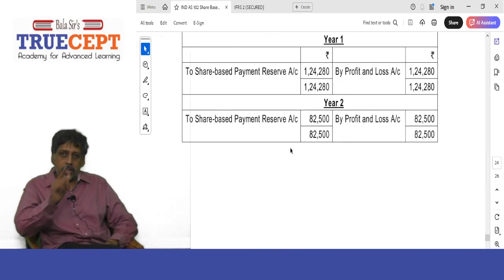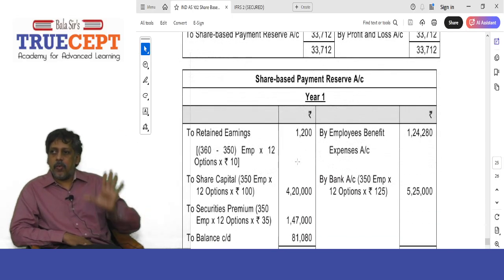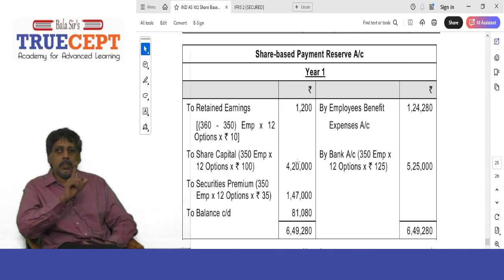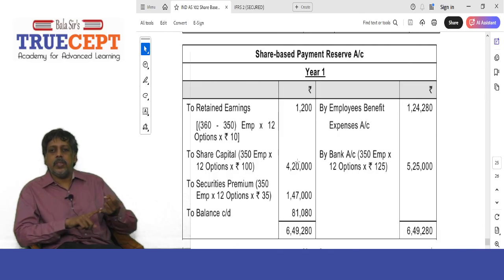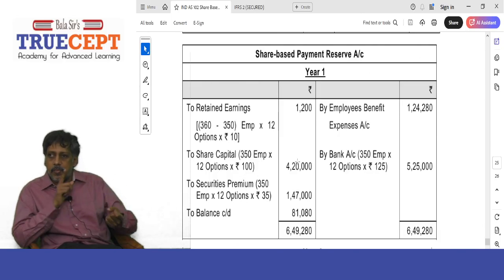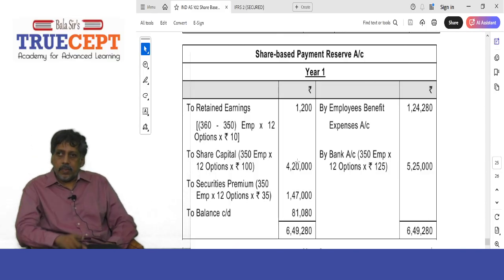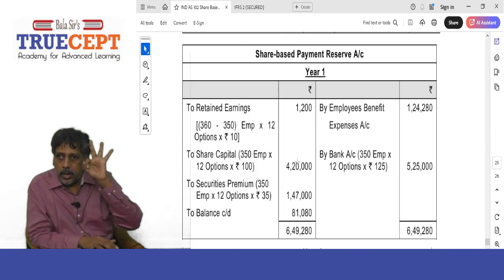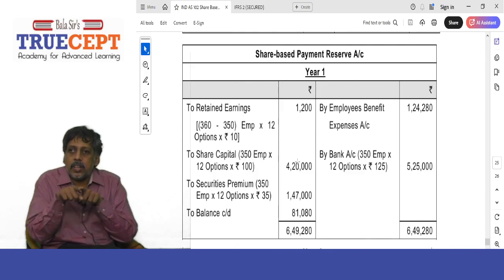Now, let's focus on the next account. The share-based payment reserve account I want to focus on. For year 1, yes, ma'am. On the screen. Yes, sir. Just see, by employee benefit expense, 1,24,280, right? This amount includes 3 numbers rolled into one, right? Remember 43,200, 48,600 and 32,480, all put together, right? What is that 43,200?